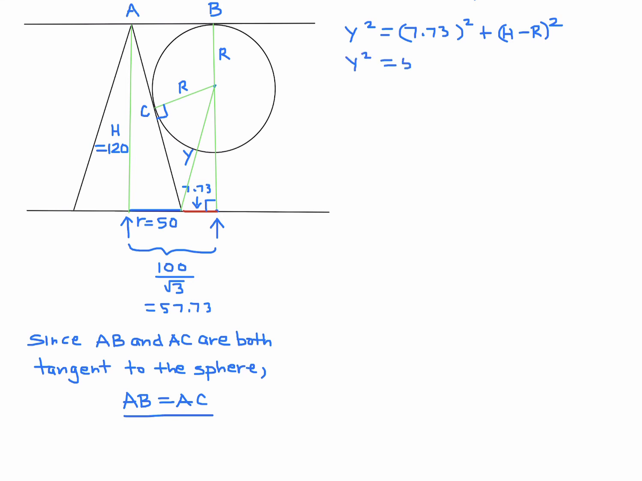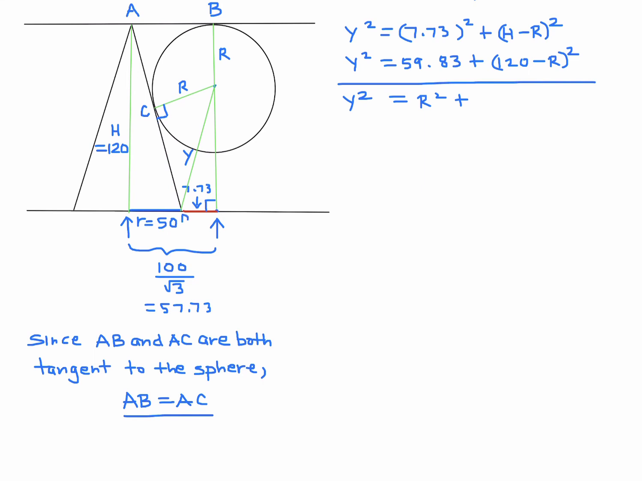And that gives me y squared is equal to 59.83 plus h is 120, so it's 120 minus r, all squared. So that's the first equation. The next equation will come from this right triangle right here. And that one will give me y squared is equal to r squared plus this distance right here.